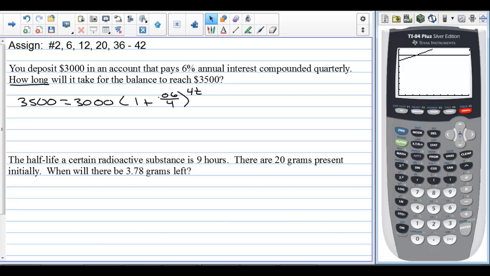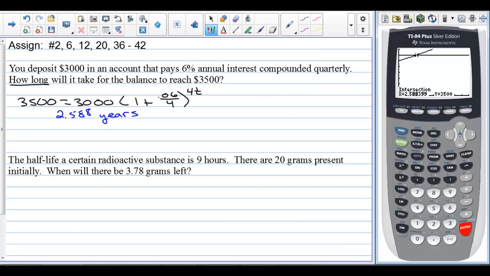And we can do intersection. So second, calculate. Oh, I did it a little too early. Oh, there we go. 5, enter, maybe get a little closer. Enter, and our answer is 2.588. 2.588, and that would be years.